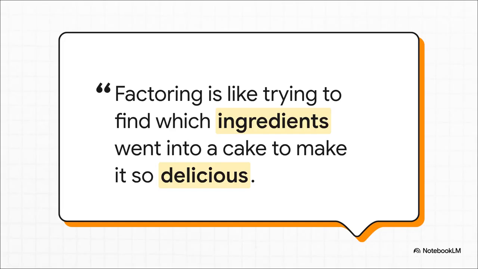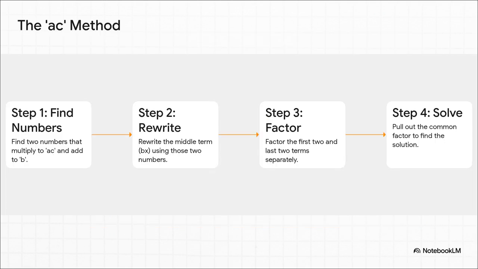You know, I absolutely love this analogy. Factoring is like trying to find which ingredients went into a cake to make it so delicious. See, multiplying out an equation, that's the easy part. That's like baking the cake. But factoring? That's working backward. It's trying to figure out the original recipe. And yeah, it can be a little tricky. But thankfully, there is a reliable recipe for this too.